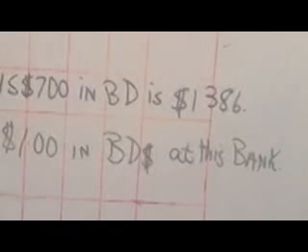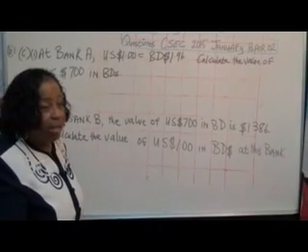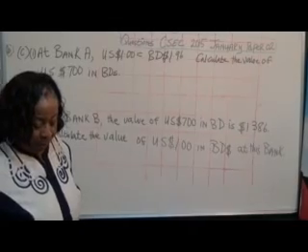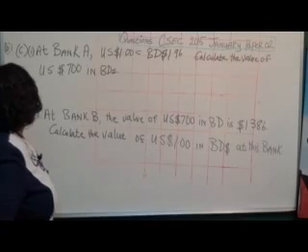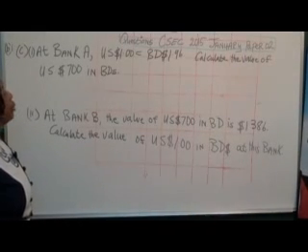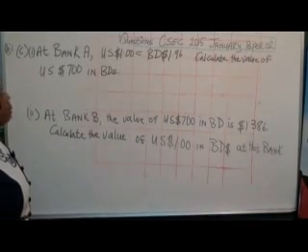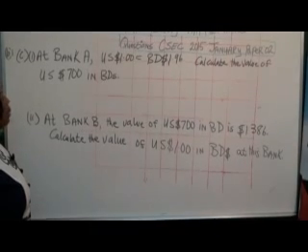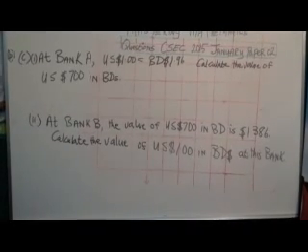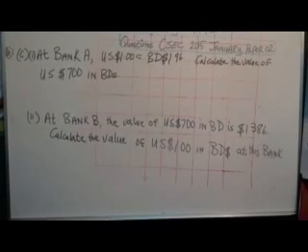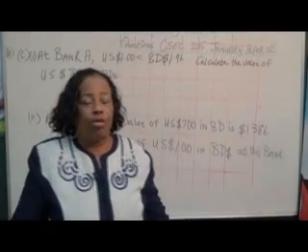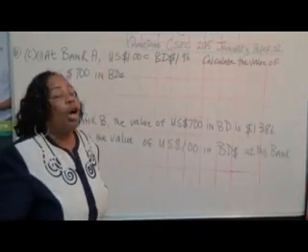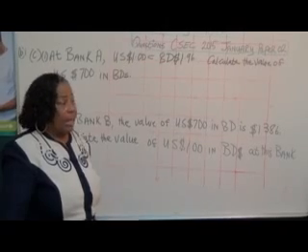So I sent you home last night because, yes, we know once it comes to money, everybody's focusing on that, okay? And what did we have? At Bank A, $1 was equal to $1.96 BDS. And we're asked to calculate the value of $700 in BDS. So you're in Barbados, somebody overseas has sent you $700, and you want to see how much this is in Barbadian currency.